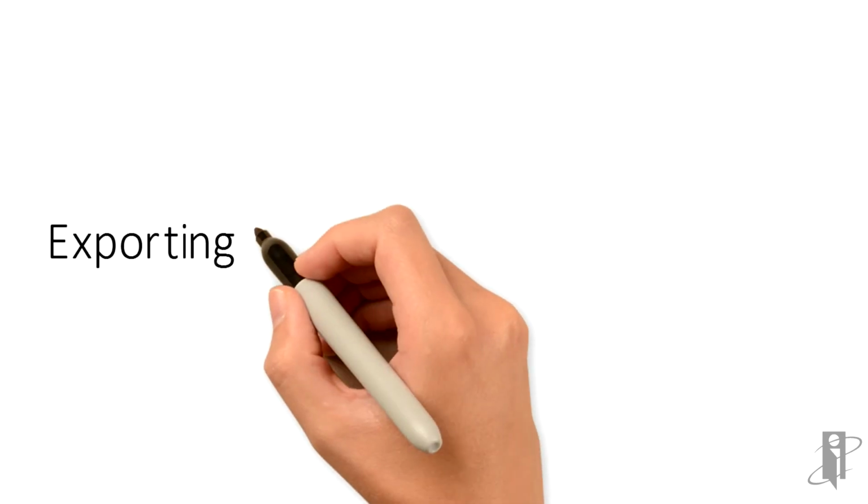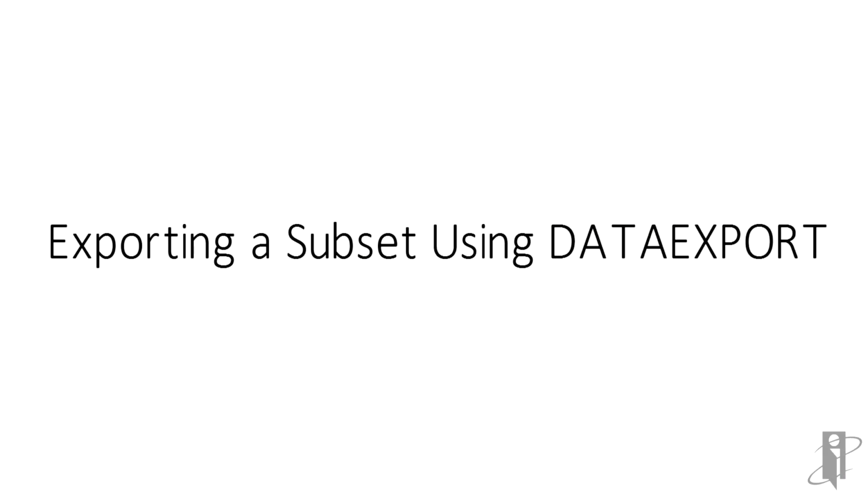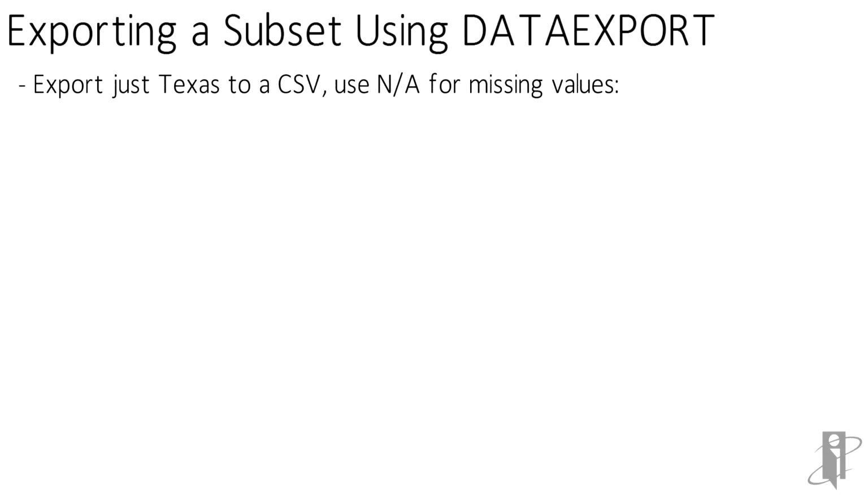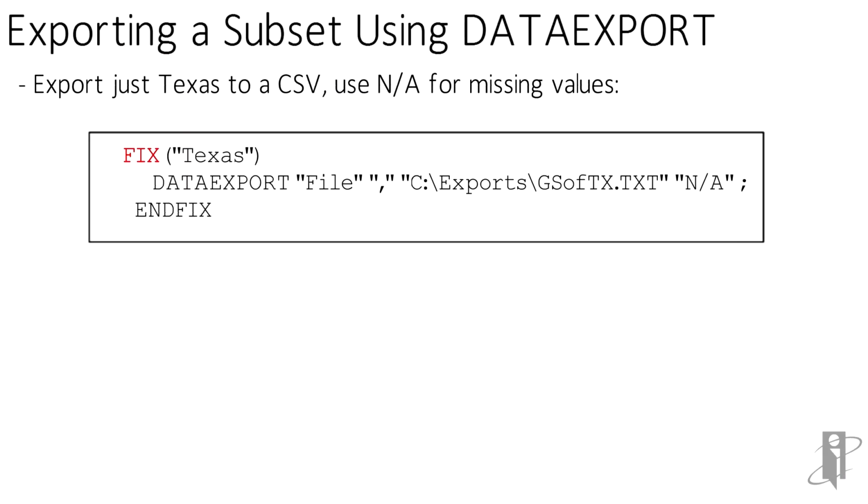What about exporting a set of data but limiting the set of data we're pulling in? Well, in our example, we are going to fix on just Texas, export it out to a file called gs_of_tx.txt, and instead of putting out #mi or just skipping it, we're going to put out n/a, not applicable.